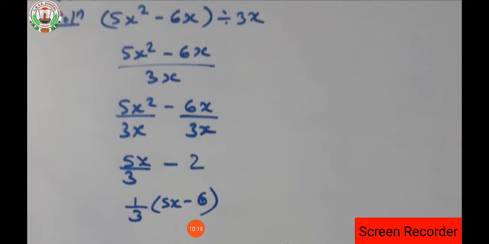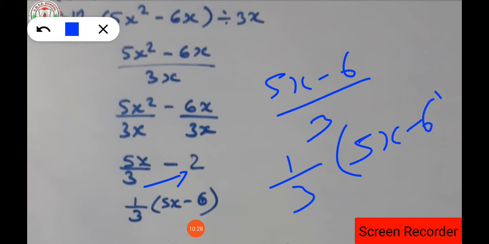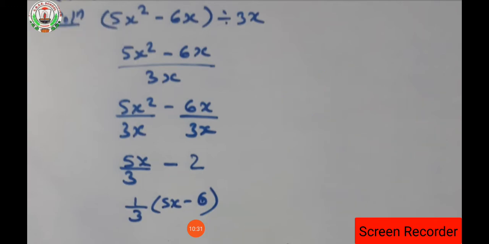Okay, so that's why the denominator is being taken, that is 5x minus 6 upon 3 we are having now after doing the cross multiplication. Okay, now 1 by 3 is taken as whole 5x minus 6. So this is the required answer for that. Clear everyone?